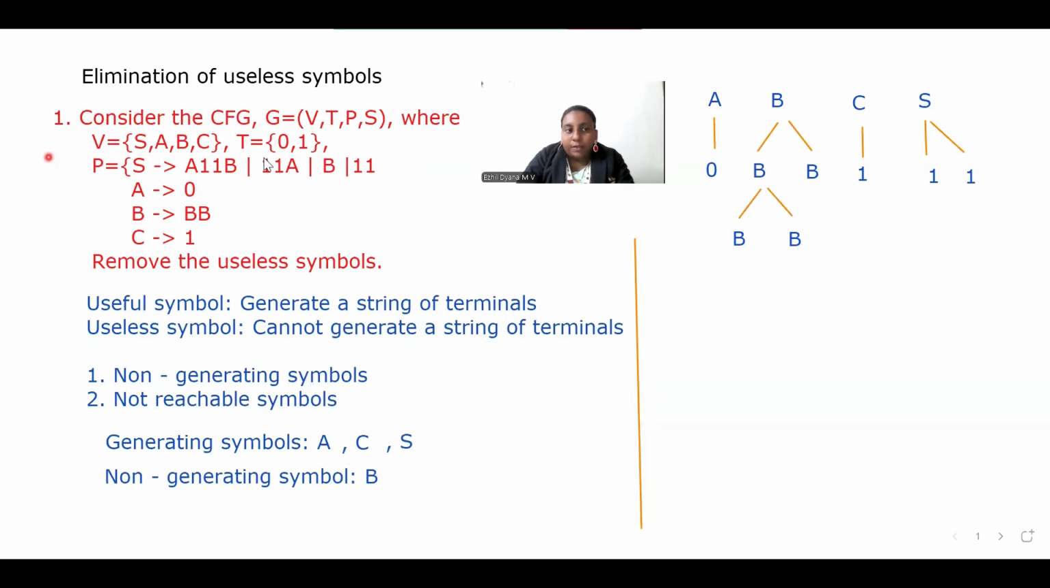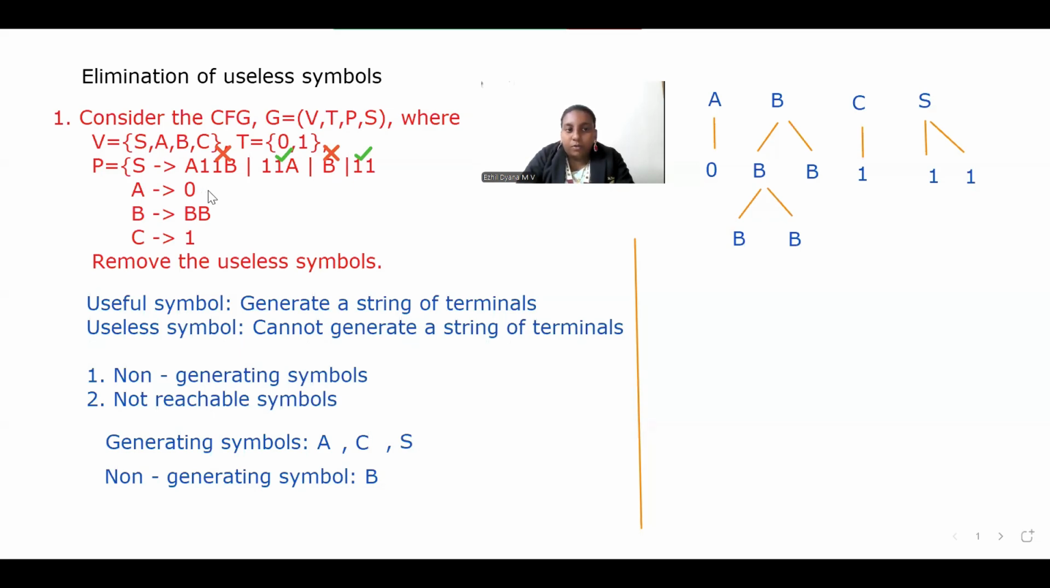So in this set of productions, I can just keep double one A and double one. And then I will eliminate A double one B and B because B is non-generating. So I'm removing all the non-generating symbols from all the productions. So similarly, check for the others.